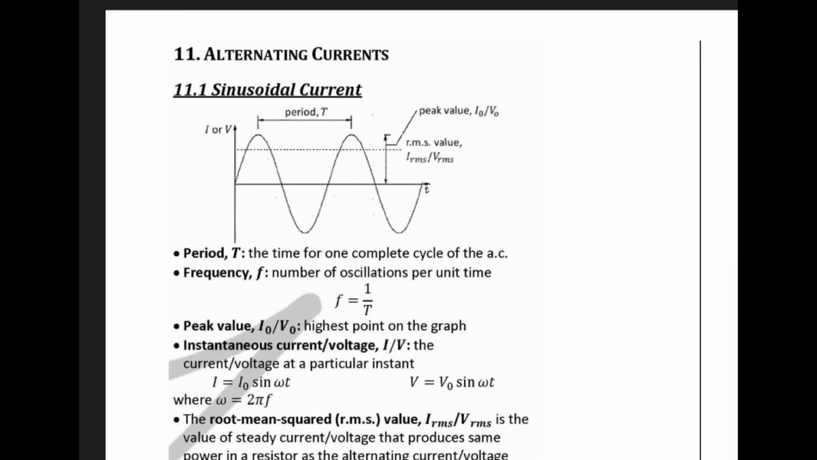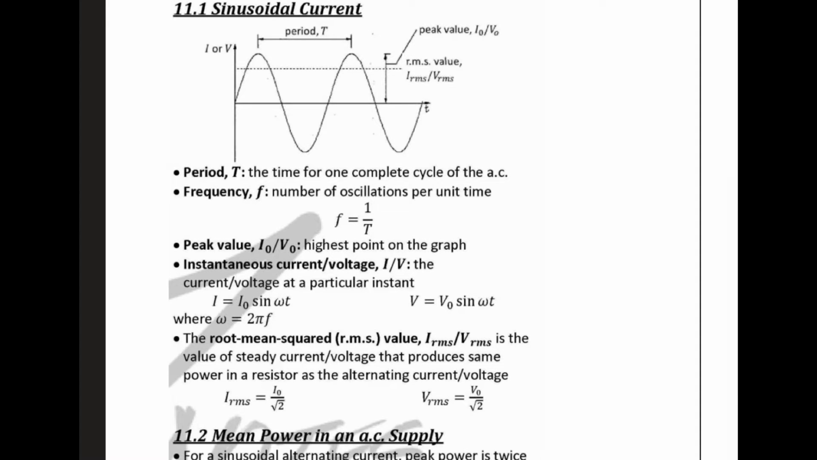Of course, the alternative is you can use the formula here: I equal to I naught sine omega t. I naught affects the amplitude, the maximum. Sine omega t, this part will affect the period. You multiply with time. The omega here is also known as angular speed.